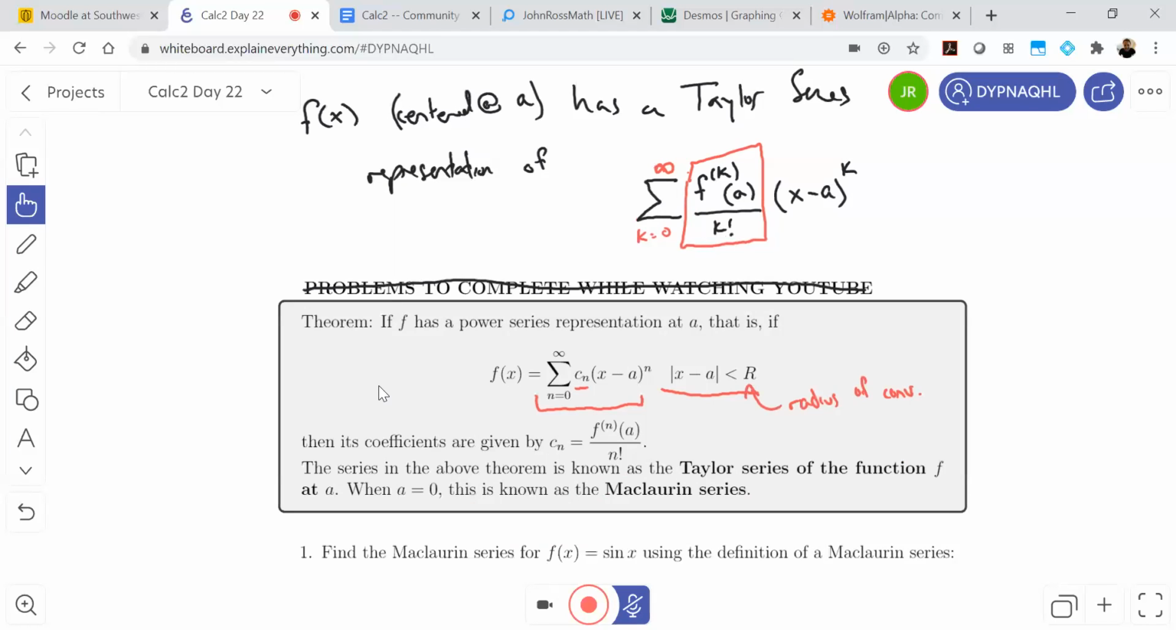And again, we talked about Taylor polynomials versus Maclaurin polynomials. When A is equal to 0, this is known as a Maclaurin series.